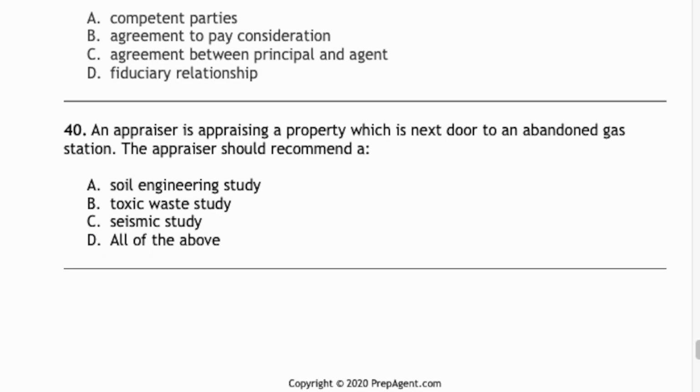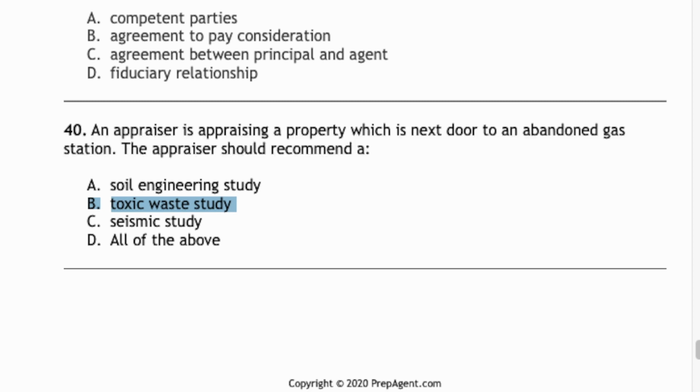Number 40. An appraiser is appraising a property which is next door to an abandoned gas station. The appraiser should recommend A, soil engineering study, B, toxic waste study, C, seismic study, or D, all of the above. My gut reaction would be D, but the answer is B. My gut reaction would say B is the most likely, but why not get them all? No, the answer is B.